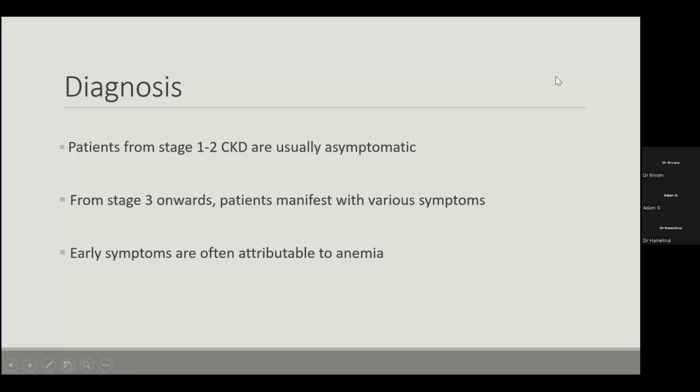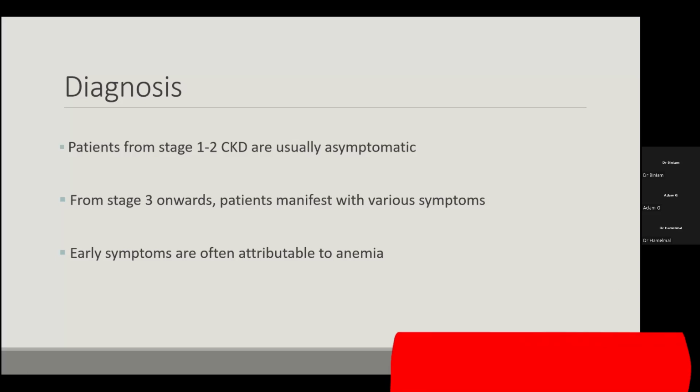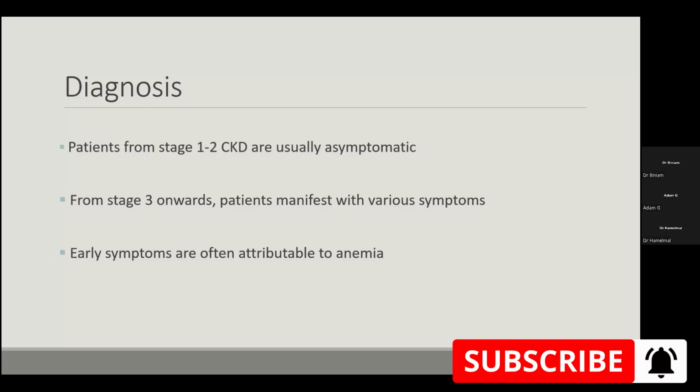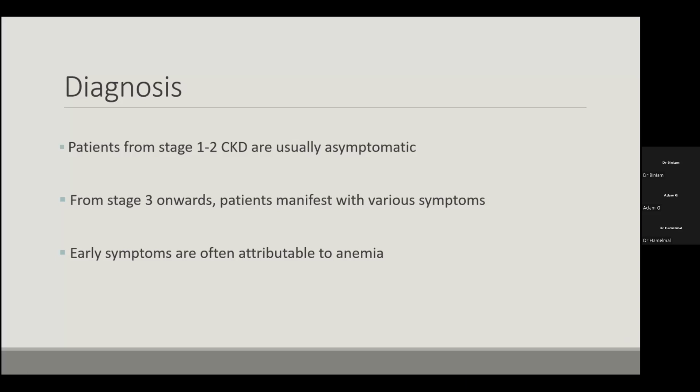So from stage 3 onwards, definitely, creatinine will be impaired, GFR will be impaired, and patients start manifesting various symptoms, especially anemia. Anemia comes very, very early in CKD, especially in diabetic kidney disease. Anemia can come as early as stage 2. Stage 3 onwards, most diabetic patients have anemia, diabetic kidney disease patients, I mean. Above stage 4, almost 80 to 100% will have anemia, regardless of the cause. Mechanisms of anemia are clear.